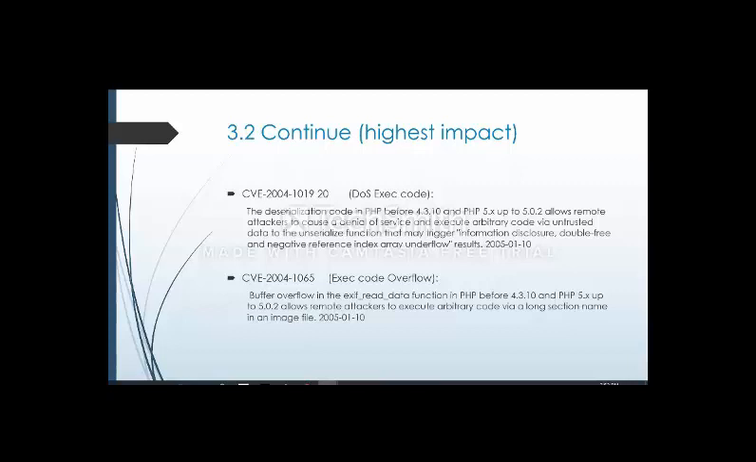And finally on the list is a vulnerability that is vulnerable to execute code attacks and overflow attacks. The description is buffer overflow in the exif_read_data function in PHP before version 4.3.10 and PHP version 5 up to 5.0.2 allows remote attackers to execute arbitrary code via a long section name in an image file, and this was in 2005, 12, 10.